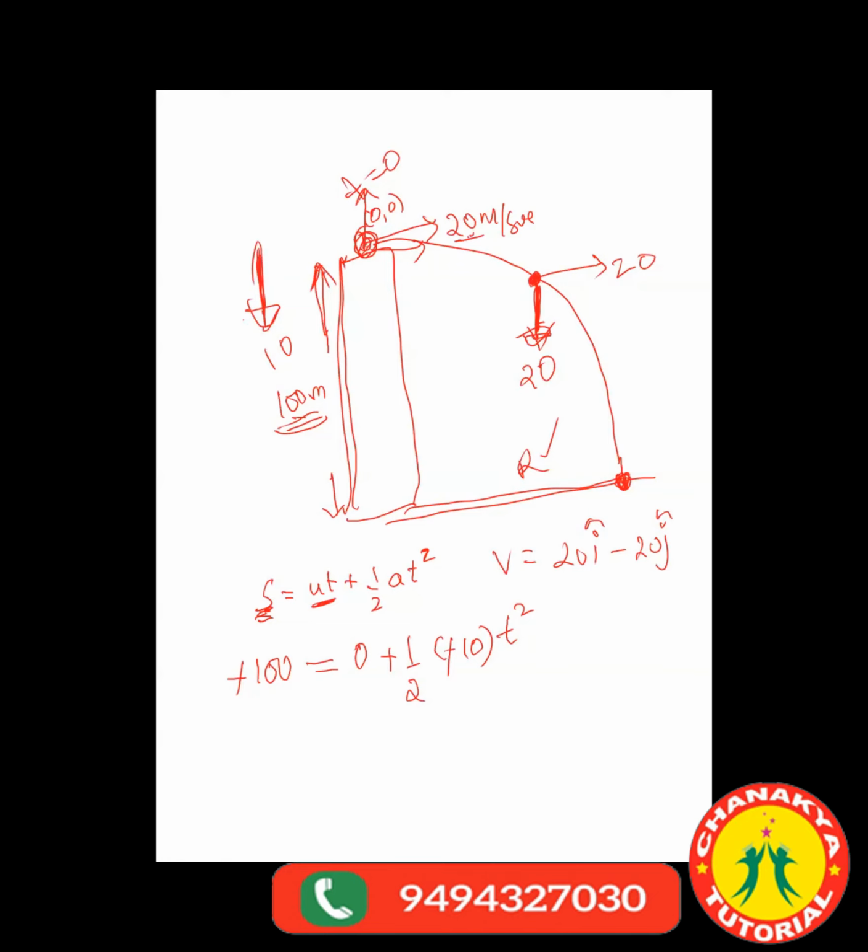Okay. From here, you can see that this 10 I can cancel out. 2 into 10, 20. So t square is equal to 20. T is equal to root 20. Correct? Oh, so you got the time. Now what you have to do? Multiply this time with this 20. You will get the range. Any doubt here? Please note this. This question is important.